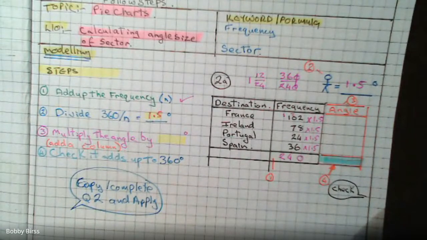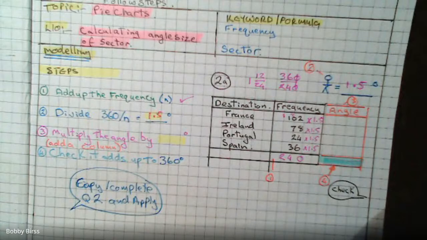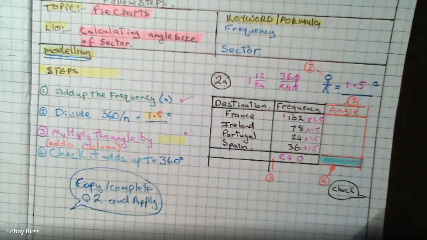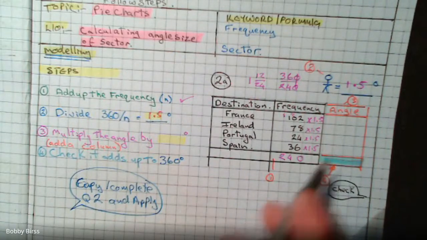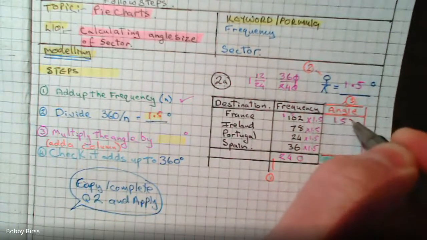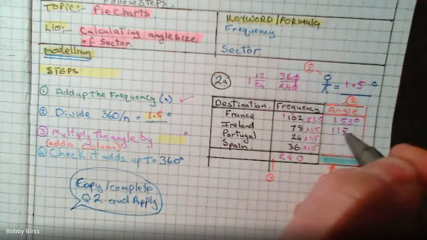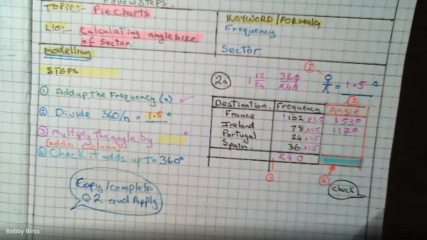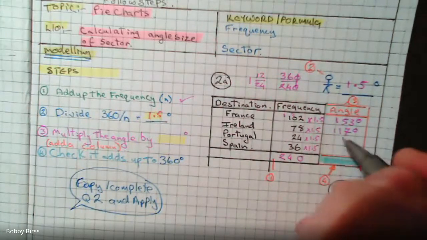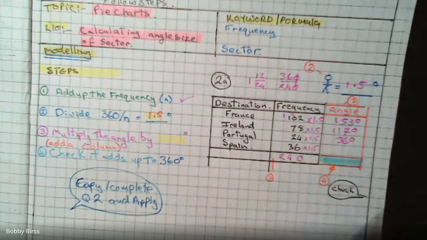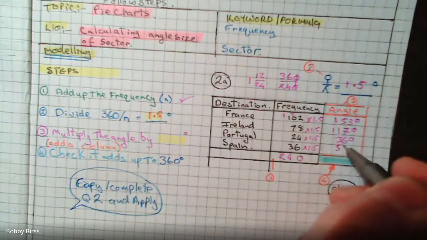So I'm now going to calculate out the size of all the people who went to France. It was 102 people, 1.5 degrees each. So 102 times 1.5, using my buttons, gives me 153 degrees. 78 times 1.5 gives me 117 degrees. 24 times 1.5 gives me 36 degrees. And 36 times 1.5 gives me 54 degrees.